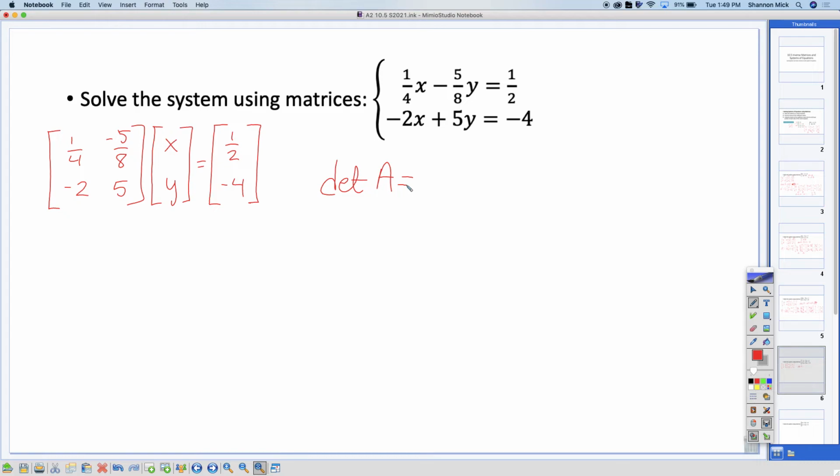Kendra, what's wrong with it? It equals 0. The determinant equals 0. So does it have an inverse? No. So there's no inverse.